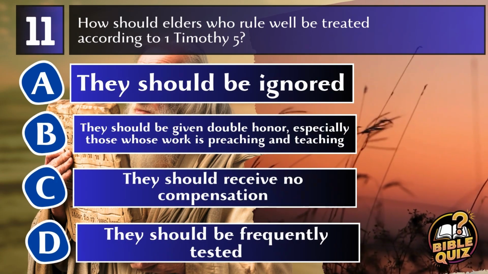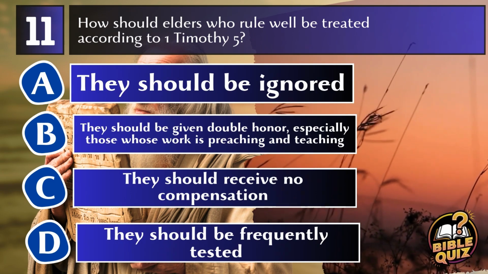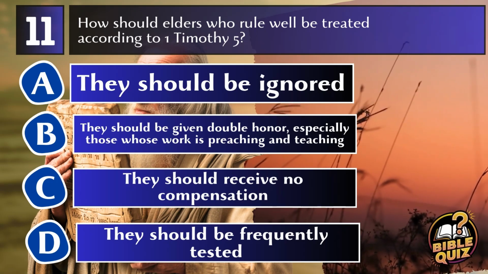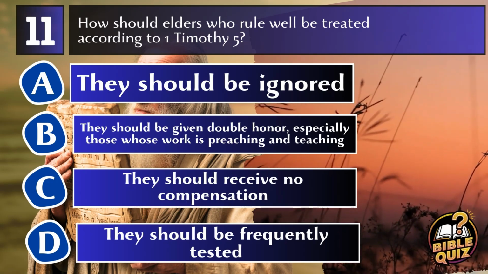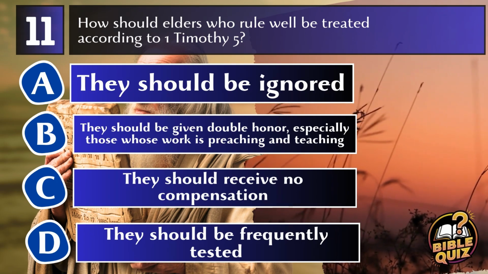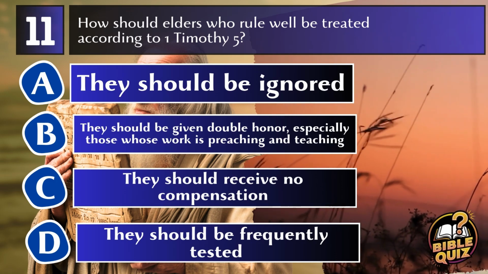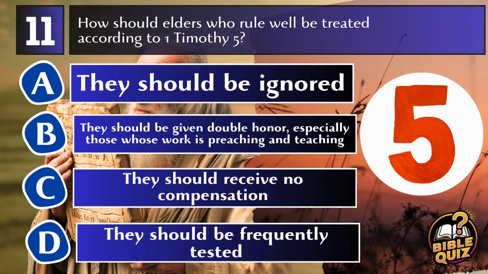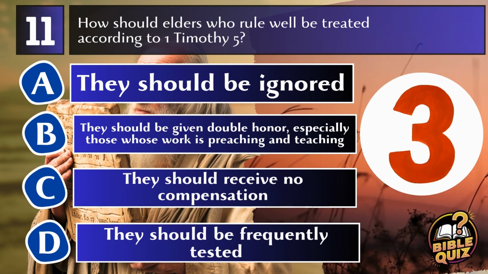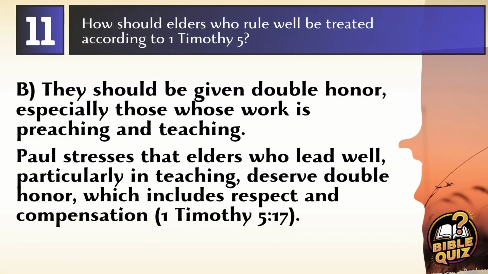Question 11. How should elders who rule well be treated according to 1 Timothy 5? A. They should be ignored. B. They should be given double honor, especially those whose work is preaching and teaching. C. They should receive no compensation. D. They should be frequently tested. Answer. B. They should be given double honor, especially those whose work is preaching and teaching.